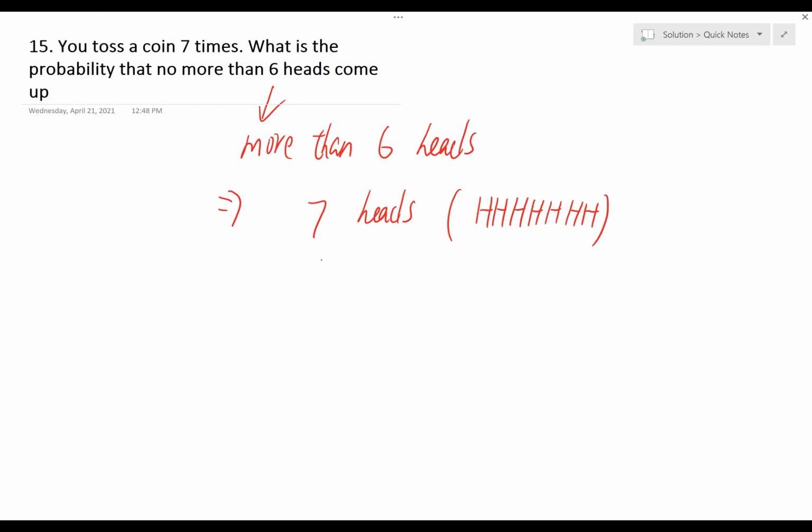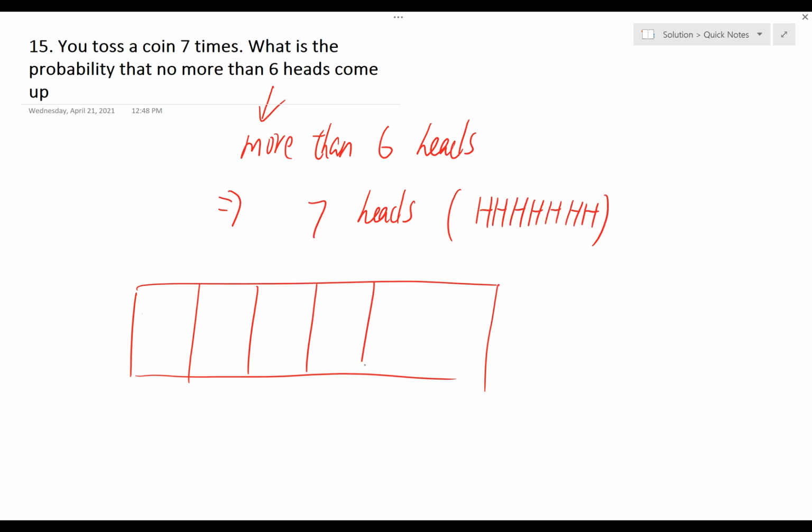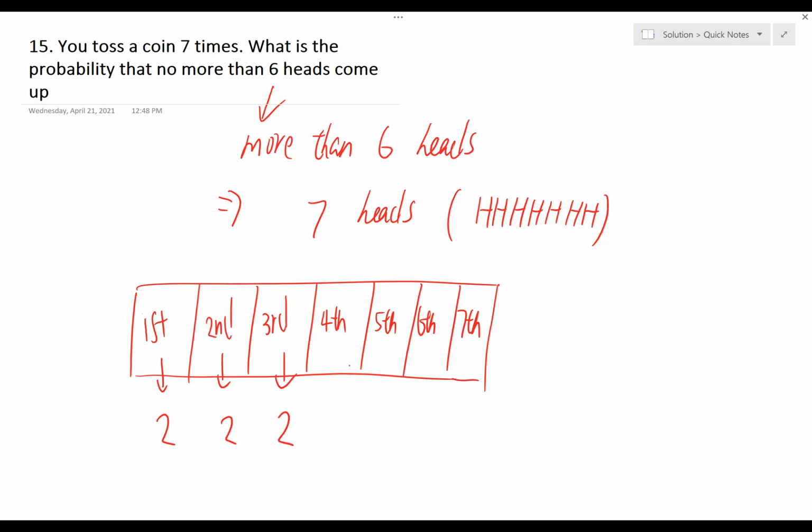So now if you think about tossing a coin 7 times, we need 7 rectangle boxes here. 1, 2, 3, 4, 5, 6, 7. First time you toss the coin, second time you toss it, third time, fourth time, fifth, sixth, and seventh. So this one is like combining the complementary event with this sample space. Okay. So when you toss it the first time, you get 2 outcomes. Second time, you get 2 outcomes. Third time, 2 outcomes, 2 outcomes, 2 outcomes. Again, it's a binary system. And you multiply across, you get 2 to the 7th power.